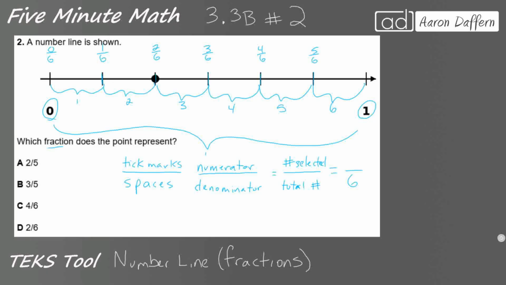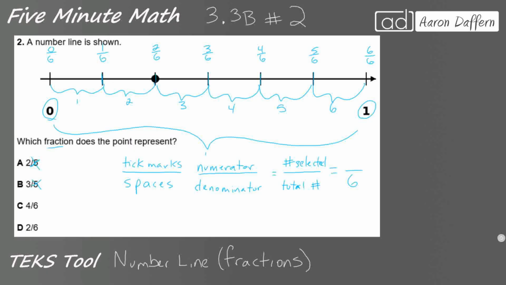Now, this last one is technically 6/6. We need to realize that anytime you see a fraction where the numerator and denominator are the same, it's equal to 1, because you selected 6 and there are 6 total, or you selected 4 and there are 4 total. So there's a lot of different ways to write 1 as a fraction. The reason we're not choosing 5 is because there are 5 tick marks, but that is not how we find our denominator. So these are incorrect right here.